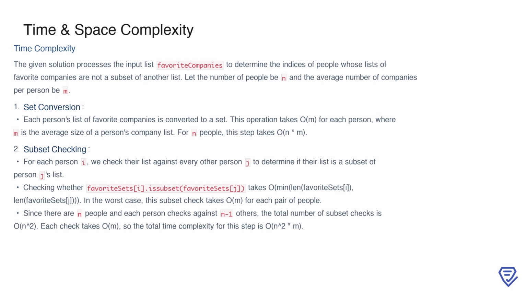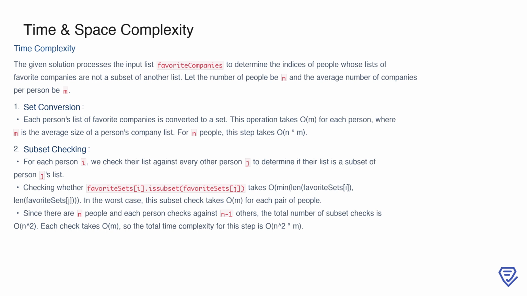Next, we move to the subset checking step, where we determine if a person's list is a subset of another person's list. For each individual, we compare their set to the sets of all other individuals. Each subset check involves comparing the smaller of the two sets and, in the worst case, takes O(m) time. Since every person compares their set with the sets of n-1 others, we perform O(n^2) comparisons in total. Multiplying this by the O(m) cost of each comparison, the subset checking step has a time complexity of O(n^2 * m).